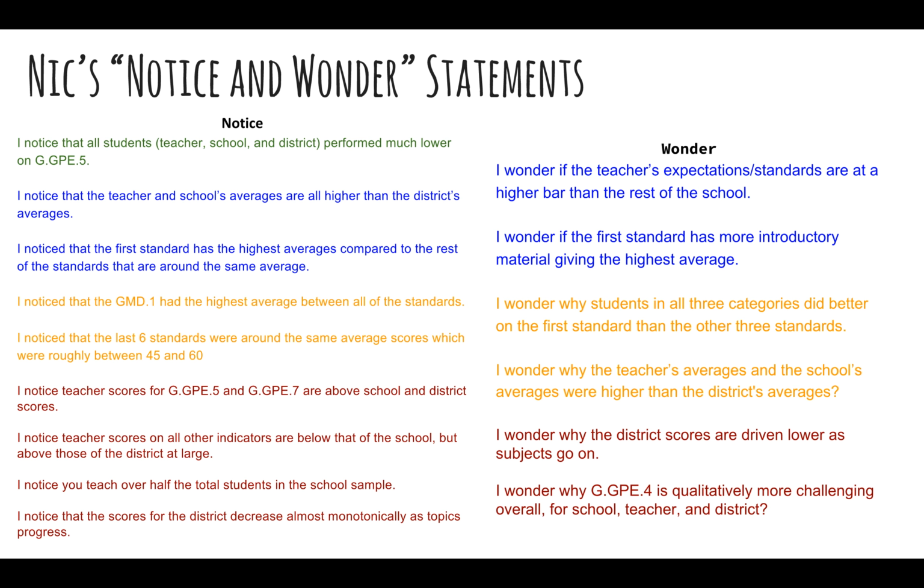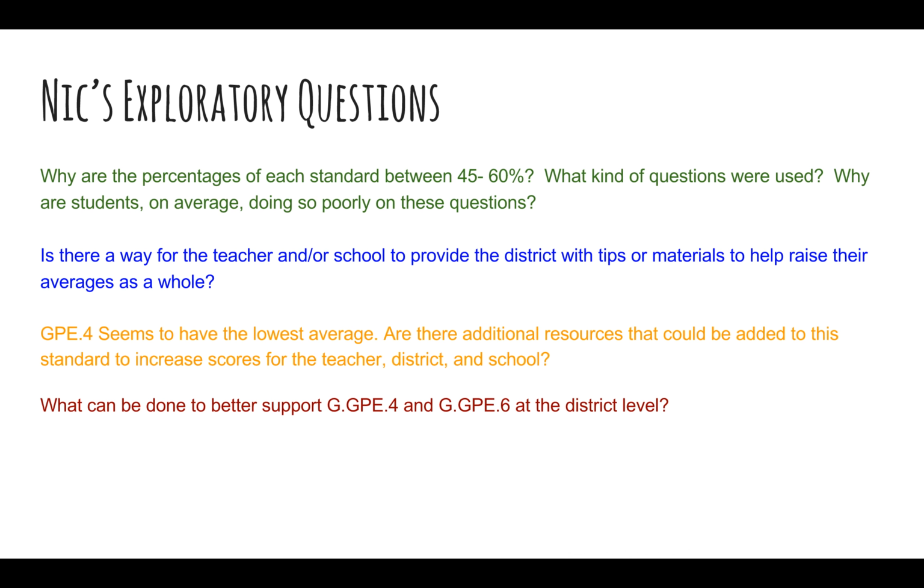As a whole, we pretty much stated that we noticed that his first standard had the highest averages compared to the others of his. We also wondered why the teacher's averages, meaning his averages, were much higher than the district's and the school's. And we therefore asked a couple of questions: how can the district improve their averages? What can be done so that what Nick is doing in class is similar to what the district is doing, so their averages can be a little bit more similar?